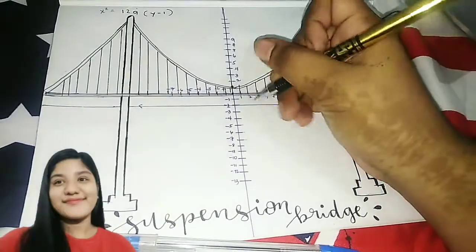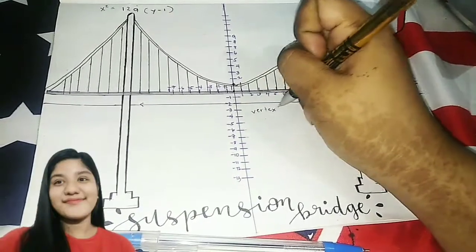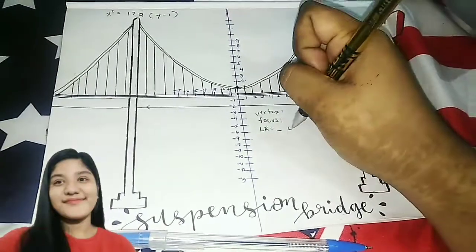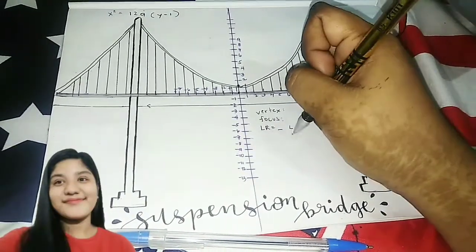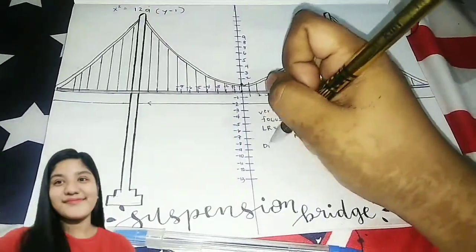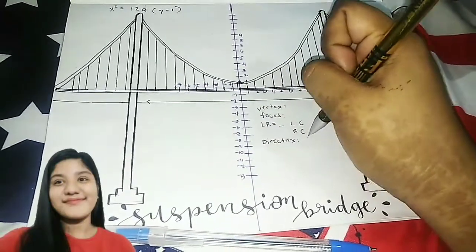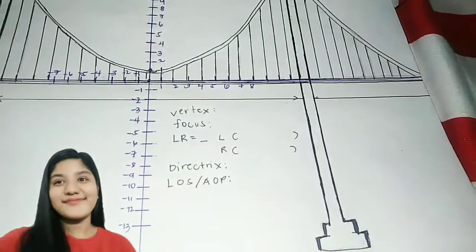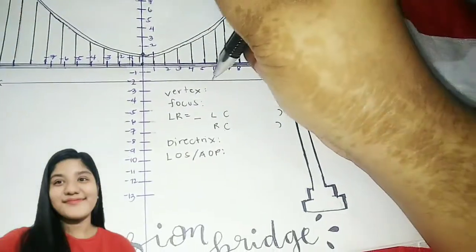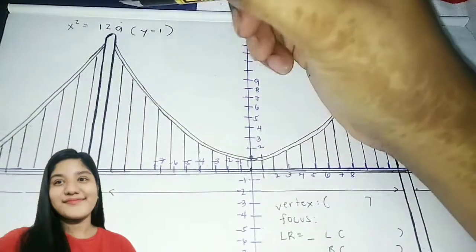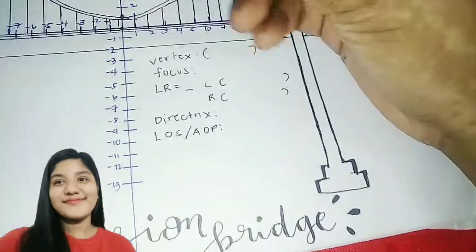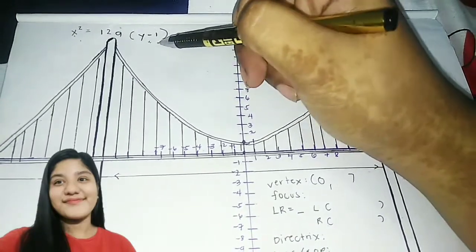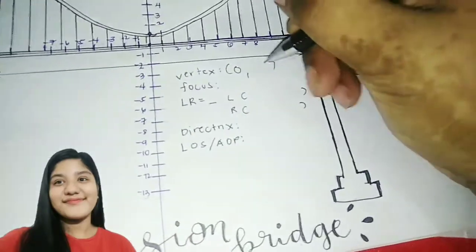part. So we have our vertex, focus, and R, directrix, and line of symmetry or axis of parabola. So in solving our vertex, syempre kailangan muna natin kuhanin yung ating h and k. So ang ating h ay 0, and ang ating k ay positive 1.